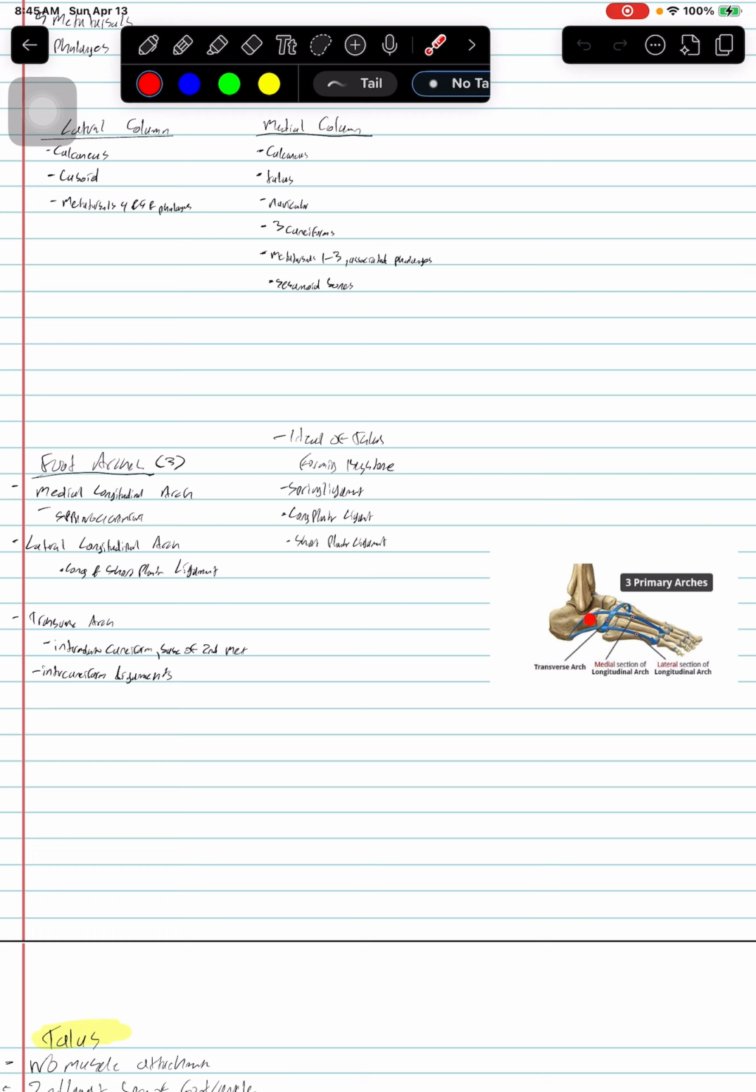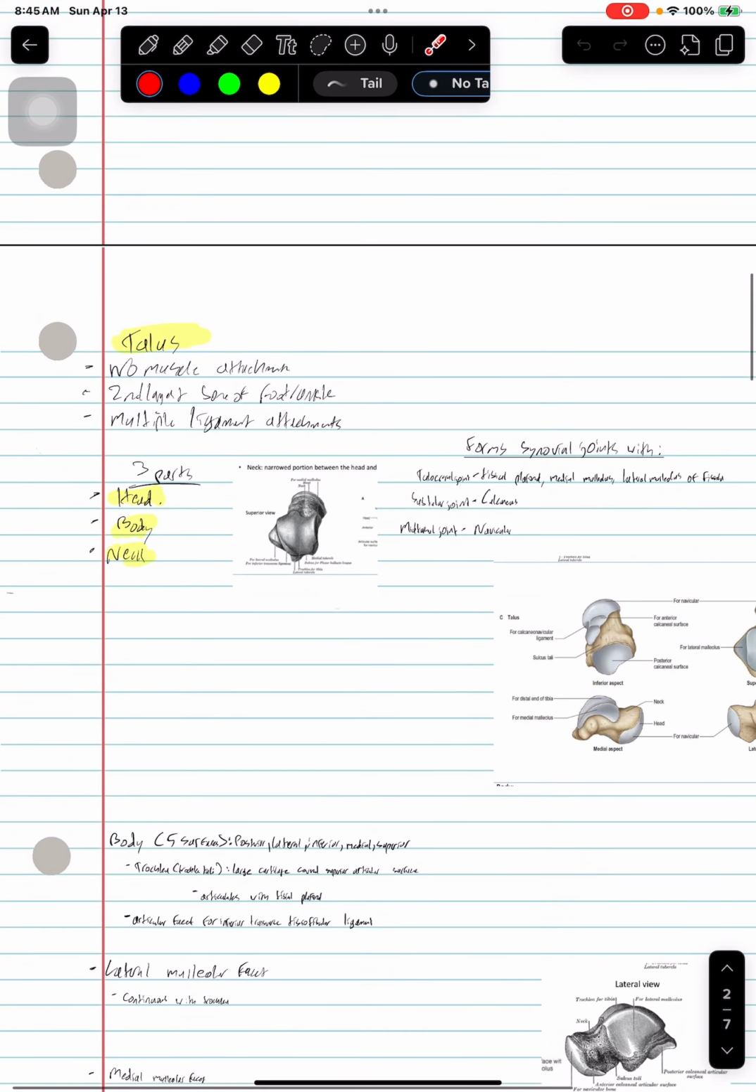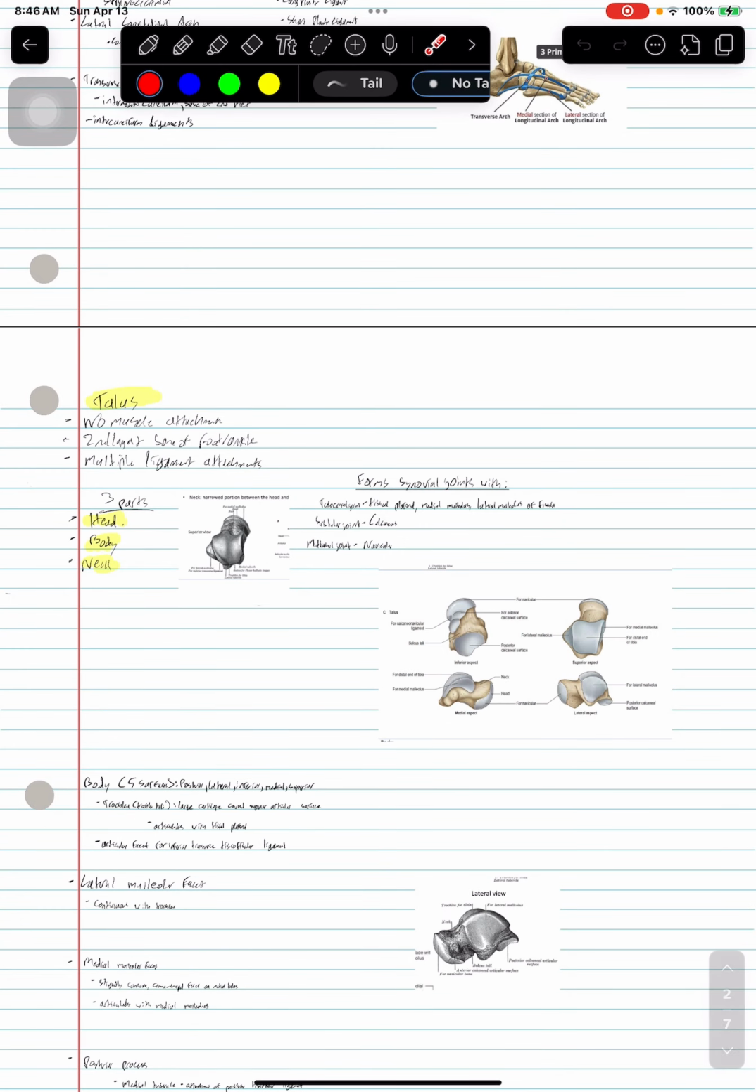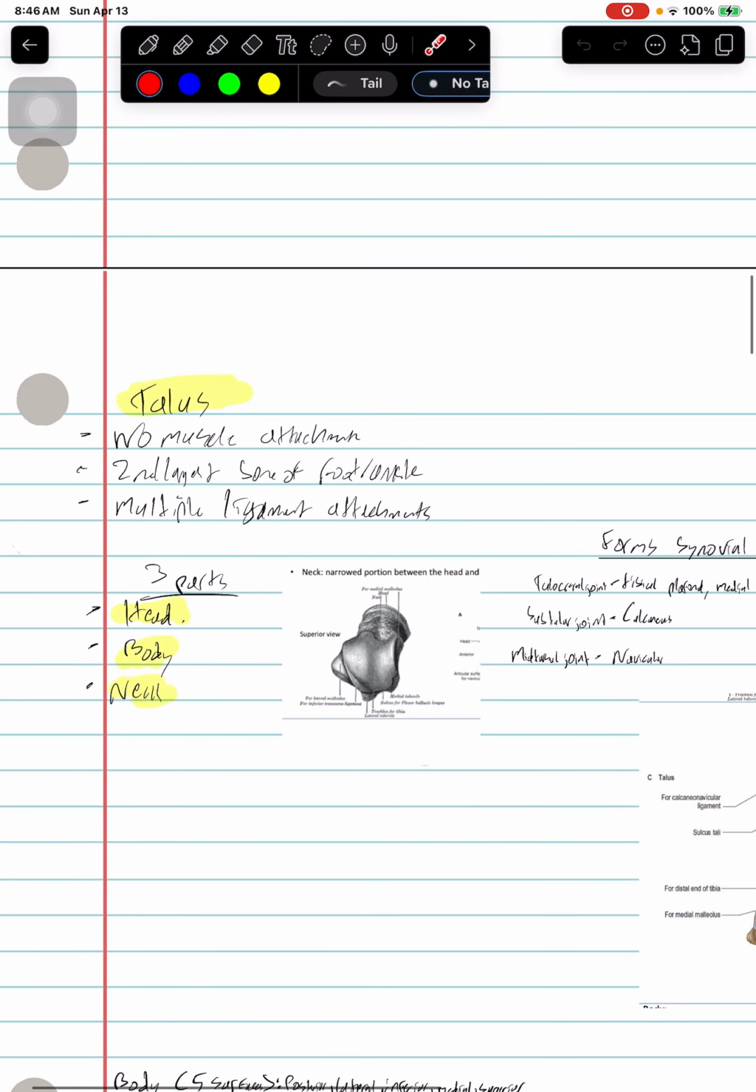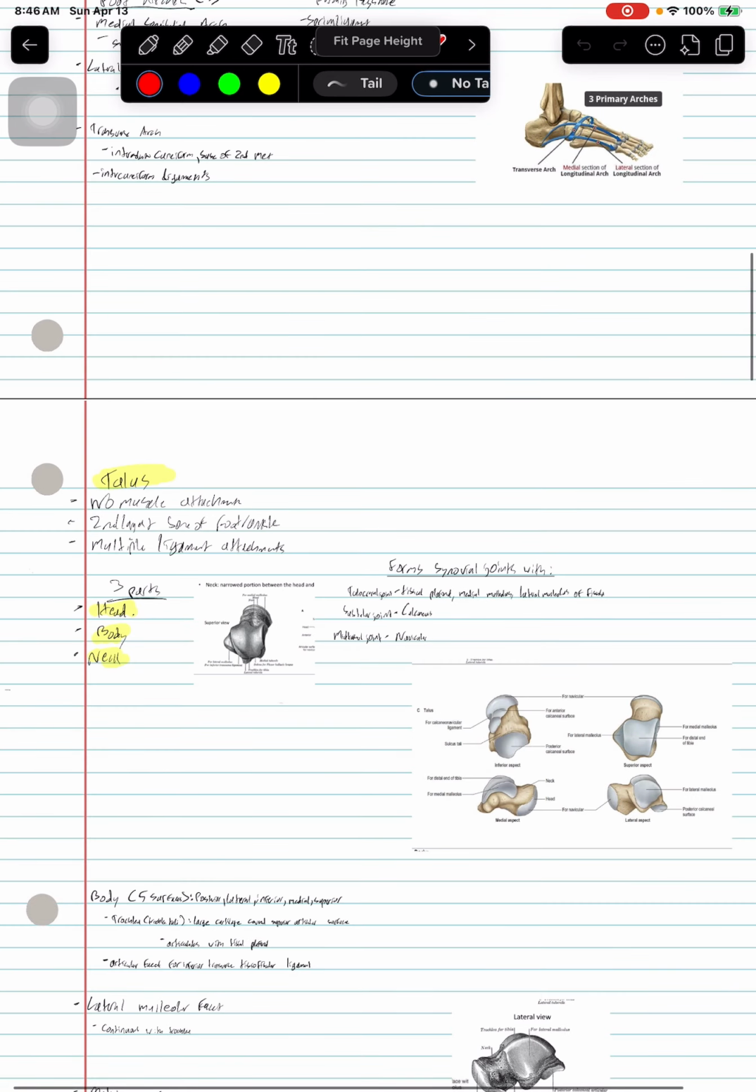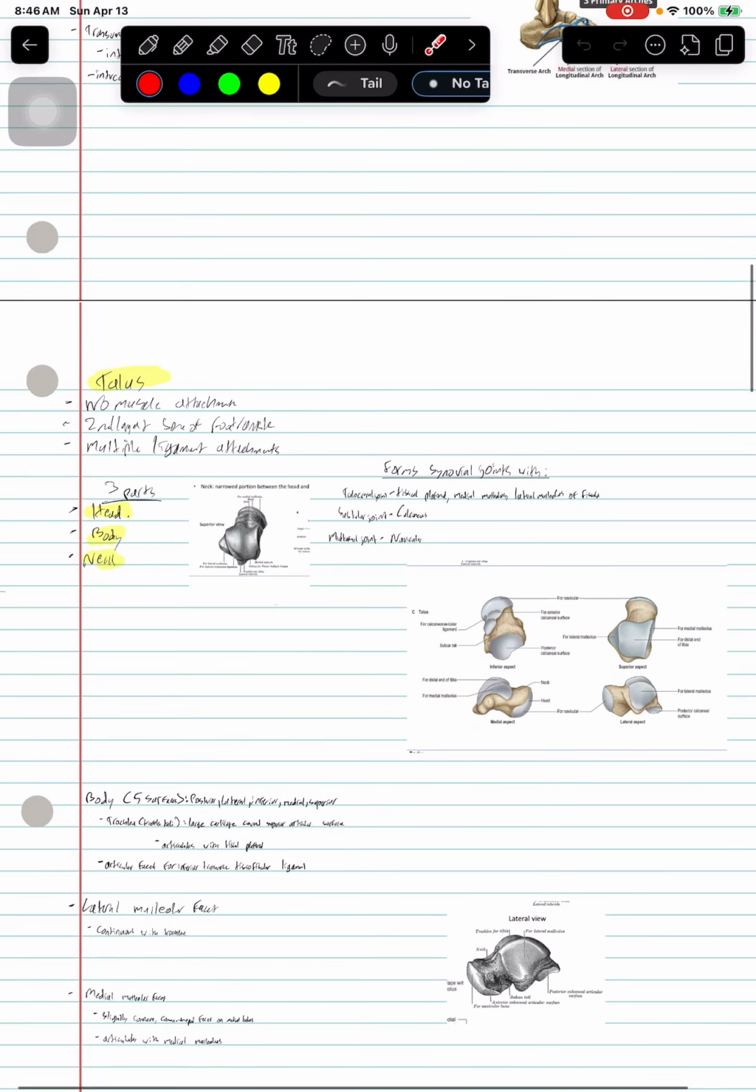So your head of talus would be where the keystone is being formed, and you have your spring ligament and long and short plantar ligament, which are very important. So again, the spring ligament would be the medial longitudinal arch, and the lateral longitudinal arch would be with the long and short plantar ligament. So the talus has no muscle attachments. It's the second largest bone of the foot and ankle after the calcaneus, and has multiple ligament attachments.